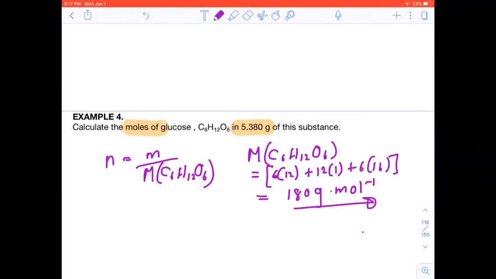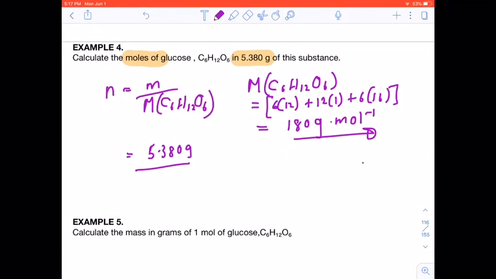So if we want to know how much, we take 5.380 grams and divide by 180 grams per mole. That cancels out, and what do we get? That is equal to 0.0299 moles.